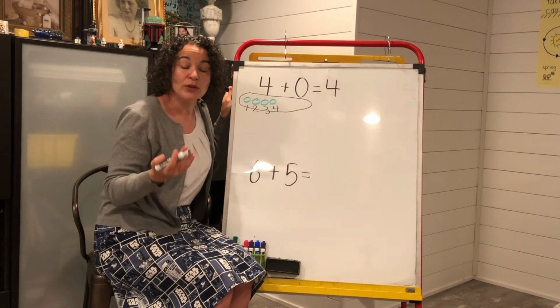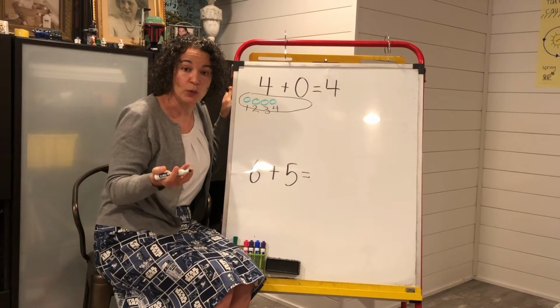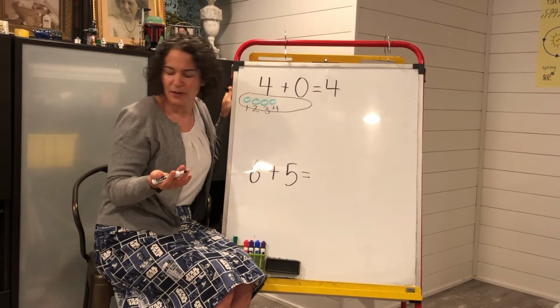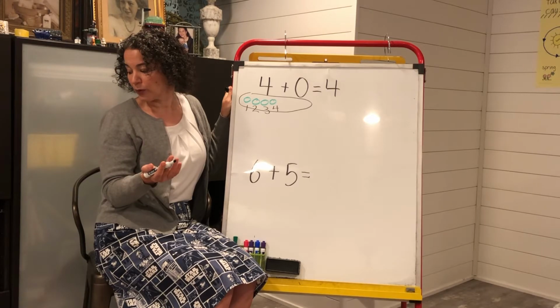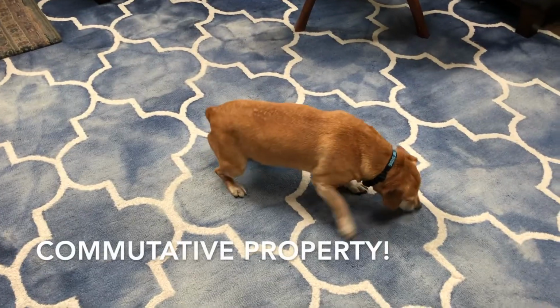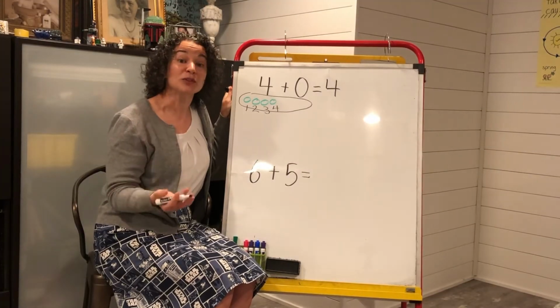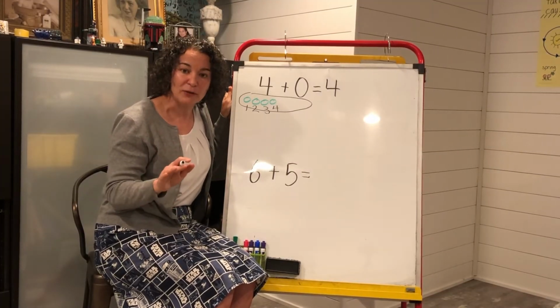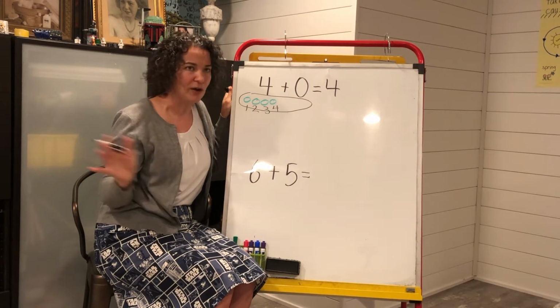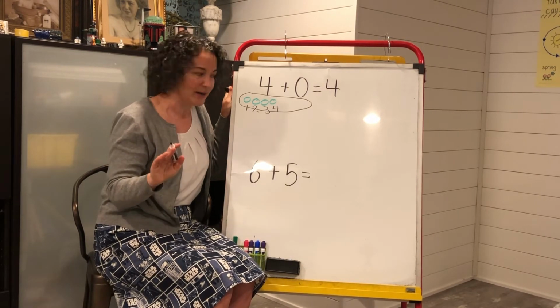Now, I want you to help me write my number sentence when I switch the order of the addends. Penny, what do we call it when we switch the order of the addends? Penny says we call it the commutative property. And you need to learn that, my friends, because they're going to be talking about the commutative property all the way through high school. So just put it in your brain now.